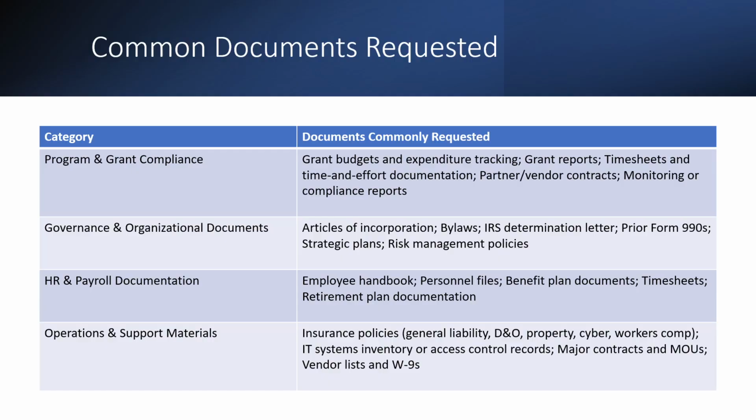Auditors also examine grant compliance materials, including budgets, expenditure tracking, and time and effort documentation. Governance documents like bylaws, Form 990s, and your IRS determination letter confirm your structure and legal status. HR files, benefit plans, and timesheets help validate payroll accuracy. And operational materials such as insurance policies, contracts, and IT system records provide a full picture of organizational risk and support processes.